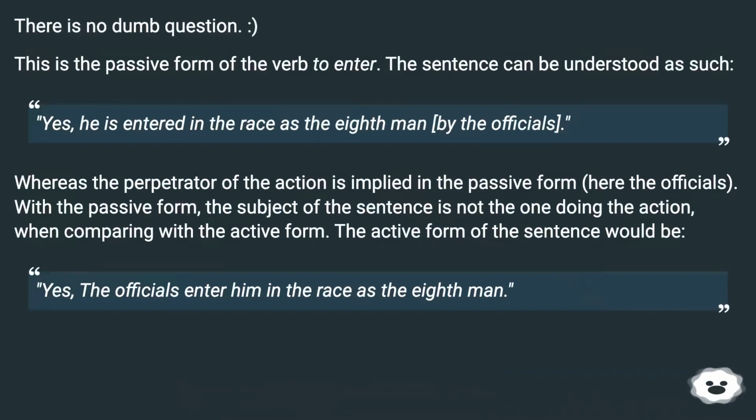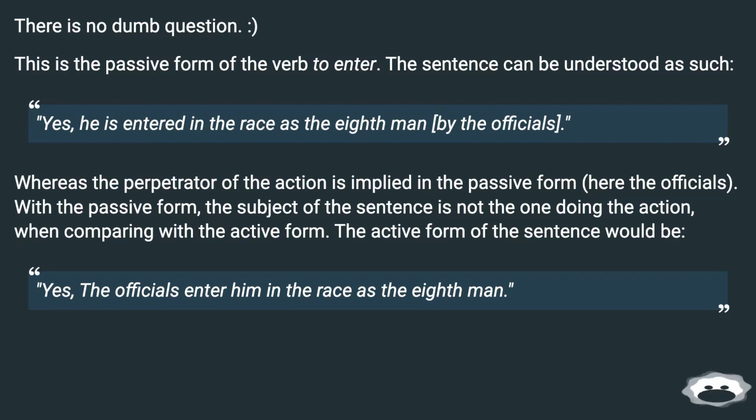There is no dumb question. Smile. This is a passive form of the verb "to enter." The sentence can be understood as such. "Yes, he is entered in the race as the 8th man," by the officials. Whereas the perpetrator of the action is implied in the passive form, here the officials.